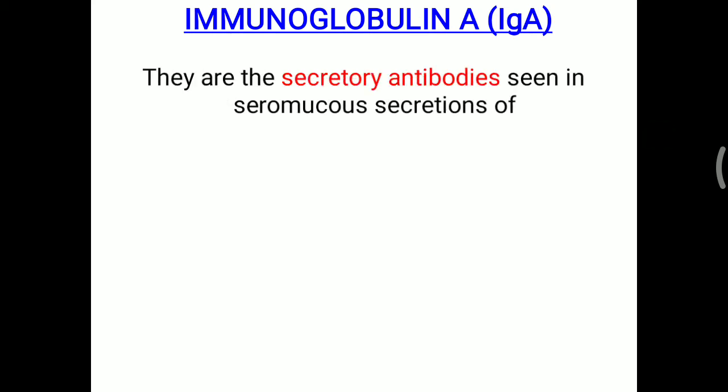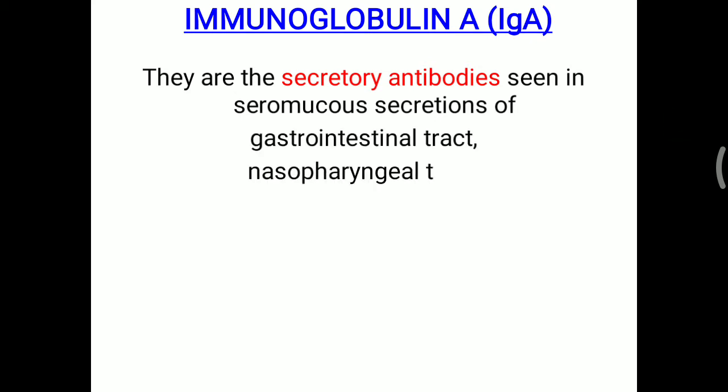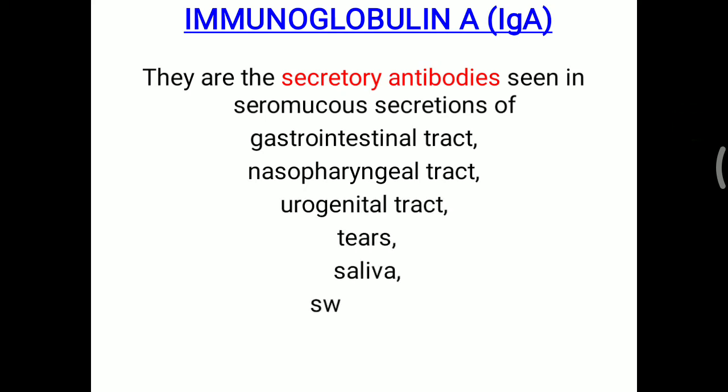Today we are going to discuss immunoglobulin A, otherwise called IgA. It is one kind of secretory antibody which is seen in the seromucous secretions of our body. They are present in the GI tract as well as the nasopharyngeal tract and urogenital tract. Further, it is also found in tears, saliva and sweat.